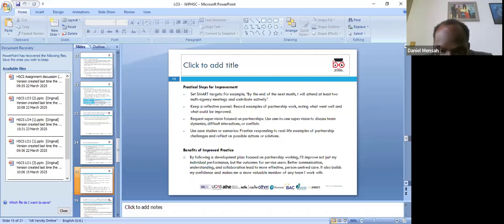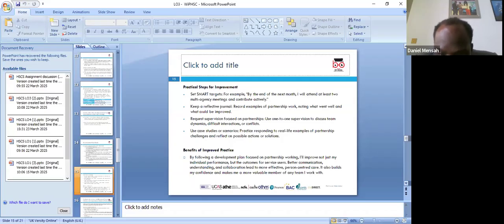Okay, very important. You have to keep a reflective journal. Record examples of partnership work, what went well and what could be improved. Request supervision focused on partnership. Use one-on-one supervision to discuss team dynamics, difficult interactions, or conflicts. Use case studies on scenarios. Practice responding to real-life examples of partnership challenges and reflect on possible actions or solutions. Benefits of improved practice.